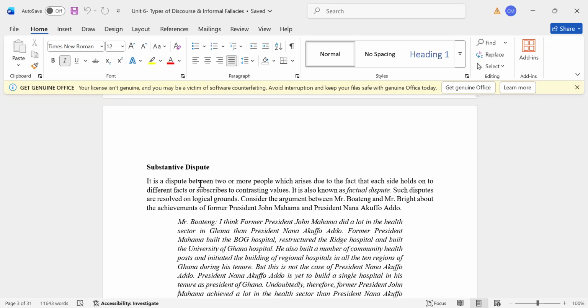And you can find a situation between NDC and NPP. They are debating, discussing a particular topic. The position and the facts that NPP will provide will be different from the position and facts that NDC will also provide. That is a factual dispute. Which of them do you take? You don't take one position based on your idiosyncrasies.